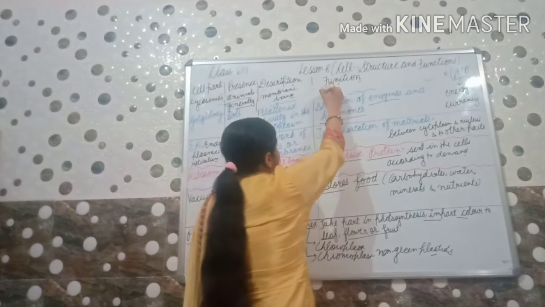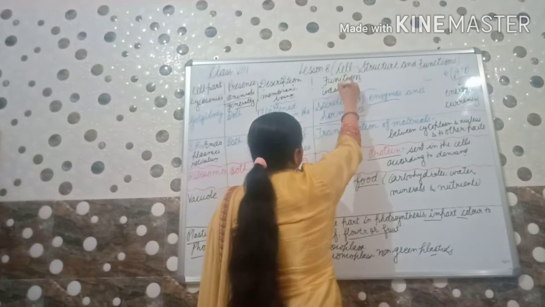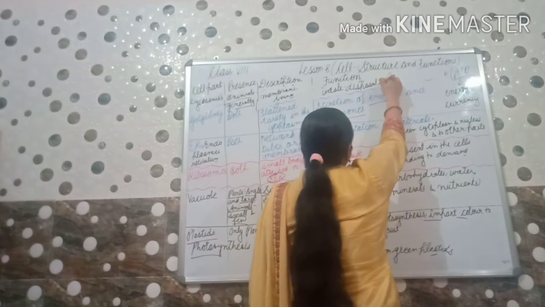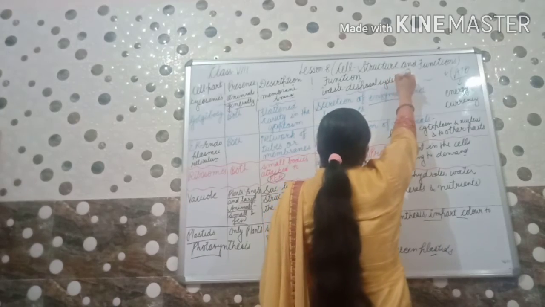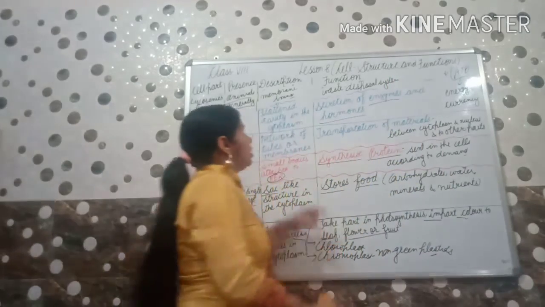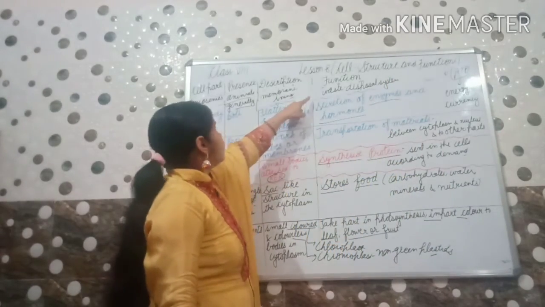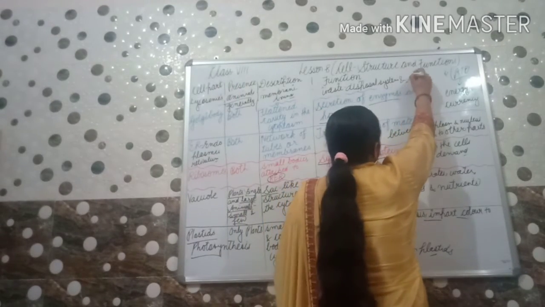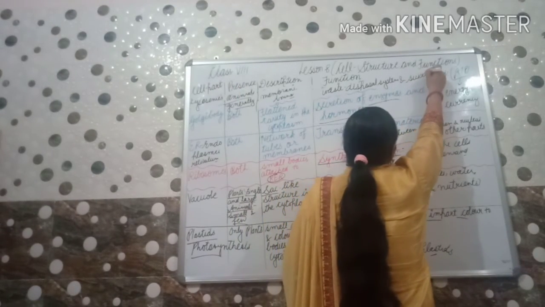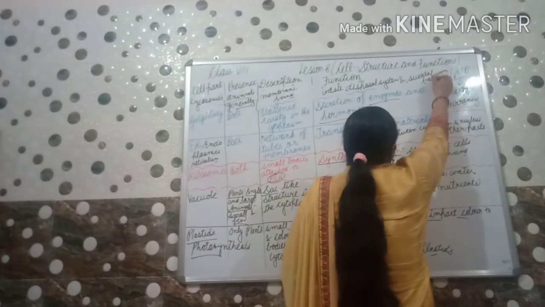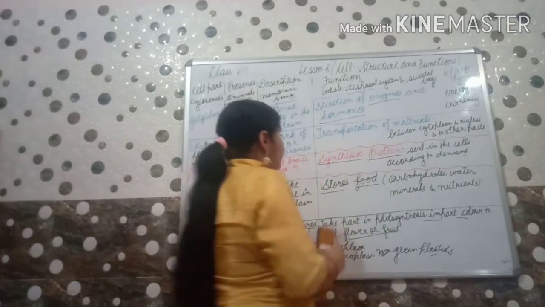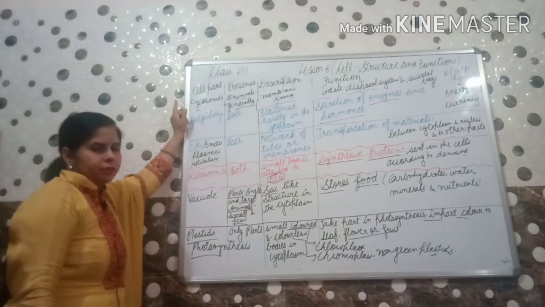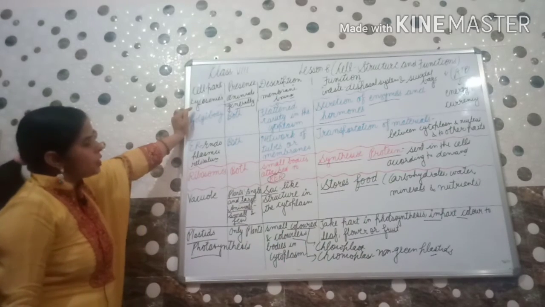Function: these are known as the waste disposal system. Waste disposal system means that because of the different activities, if there is production of waste, that is removed by the lysosomes, and these are also known as suicidal bags. Why are these known as suicidal bags? Because if there is any disturbance in the cell, they digest their own cells. That is why these are known as the suicidal bags.